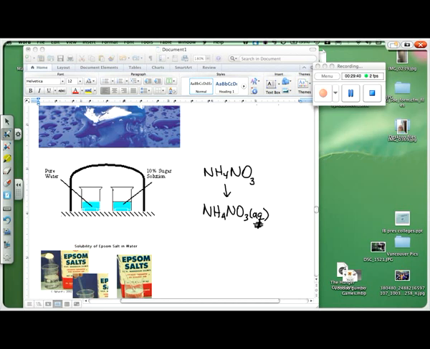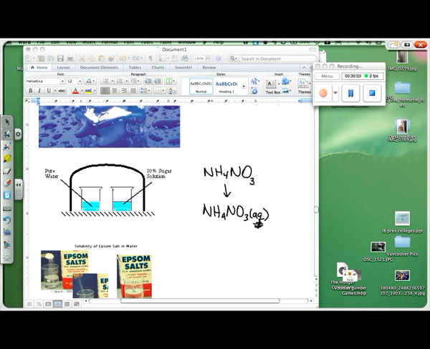Well, it takes energy to do this. You've got to put energy in to separate that ammonium and nitrate from one another. The energy comes from the water, so the water gets colder. So even though the temperature has changed here in making this mixture, I have not really changed these particles. It is a physical change.